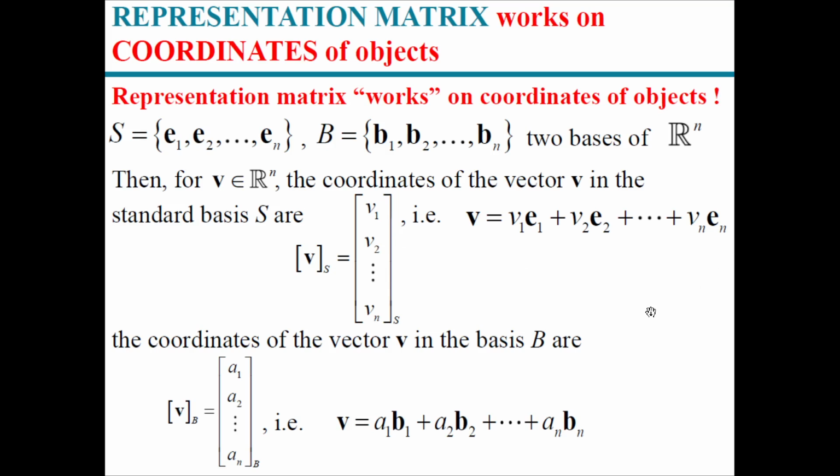Now, if I decompose this vector and express it as a linear combination of basis vectors from basis B, I will get different coefficients, obviously. These coefficients are the coordinates of the vector v in the basis B. These are things we already know, but it is good to remind ourselves.